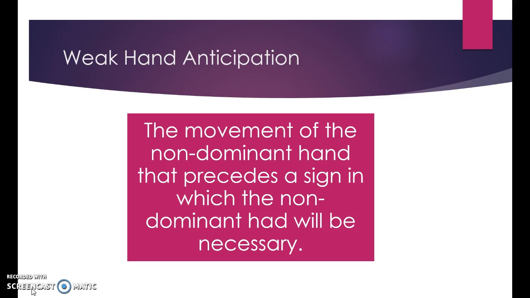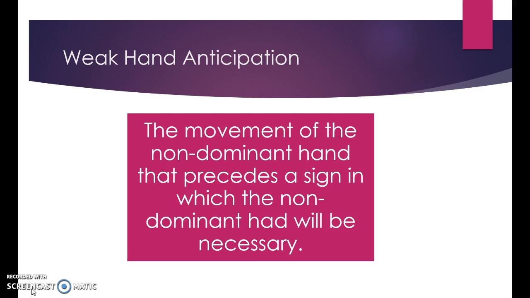Weak hand anticipation occurs when the weak hand becomes ready to form the next sign before that hand is actually necessary. For example, if I'm going to sign my family, then while I'm signing my, my weak hand might go ahead and come up and even start to form the letter F as I'm about to sign family.